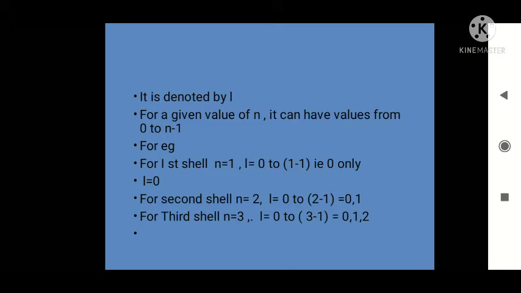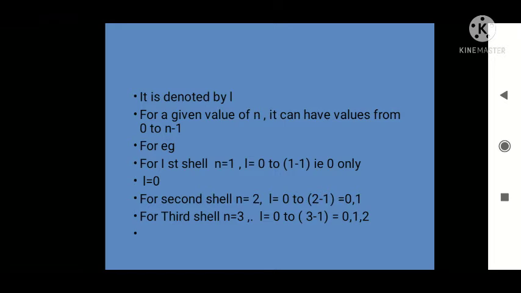For example, for the first shell, we know that n is equal to 1. First shell means the K shell, and for that, the principal quantum number n is equal to 1. If n is equal to 1, l can have values from 0 to n minus 1. Here n is equal to 1, so 0 to 1 minus 1, that is 0 only. So for the first shell, we are getting only one value, that is 0. So for the first shell, the value of the azimuthal quantum number is 0.